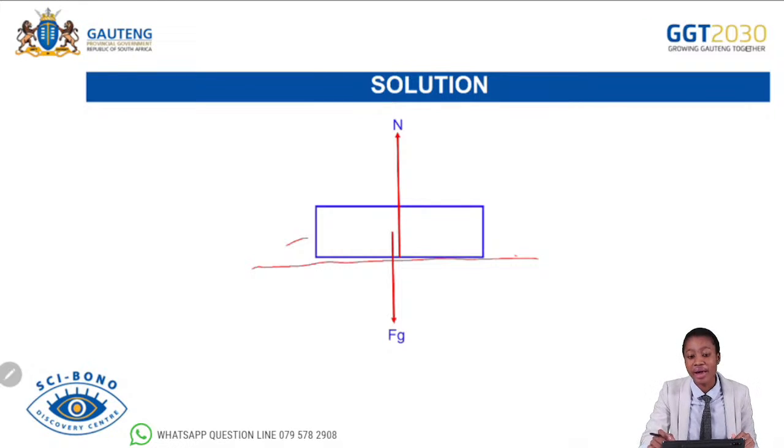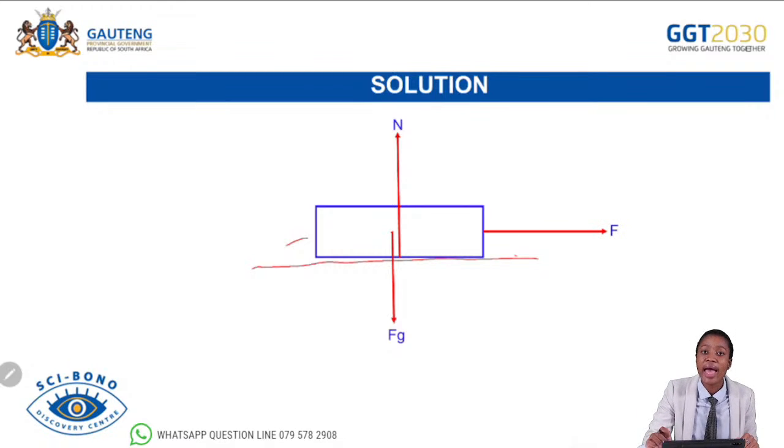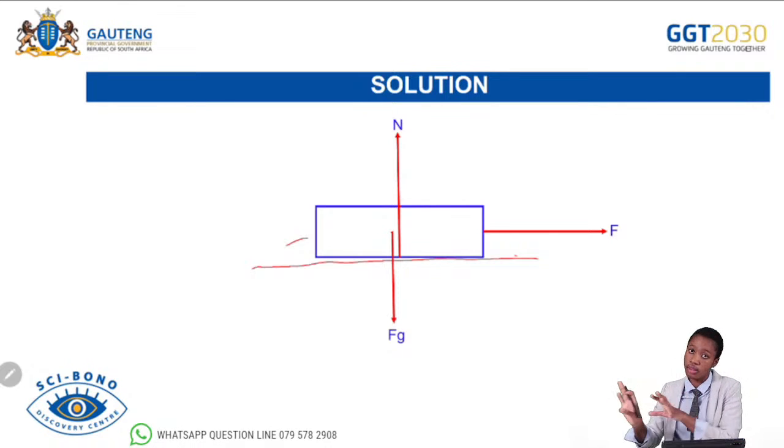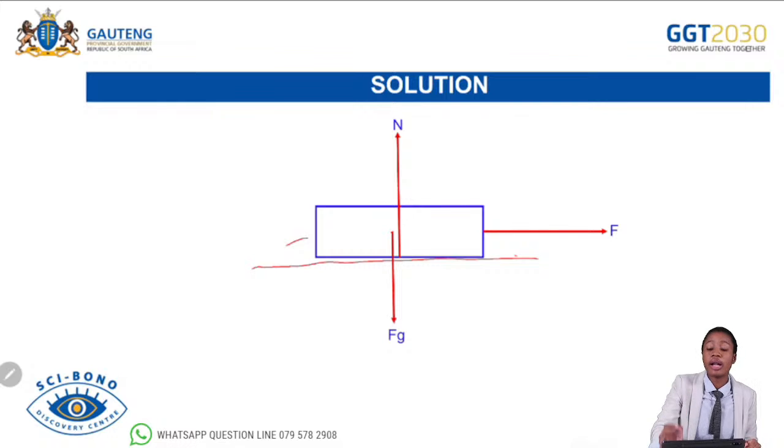And then we have the force of gravity. The force of gravity, we normally draw it from the center, because the gravitational pull is from the center of the object. So that is represented by the Fg. And then we have that applied force from the girl. Remember, she's pushing it towards the door. So that is my applied force in this case of the girl.